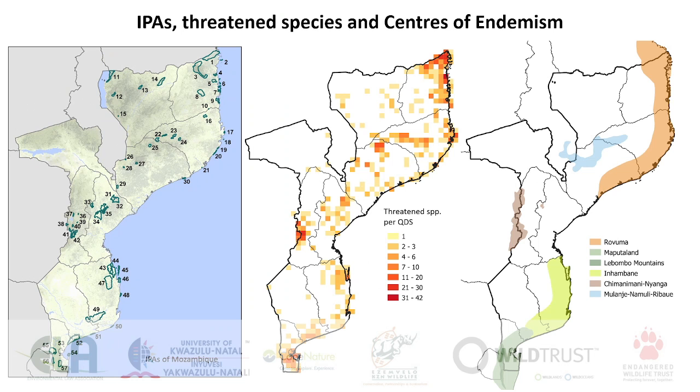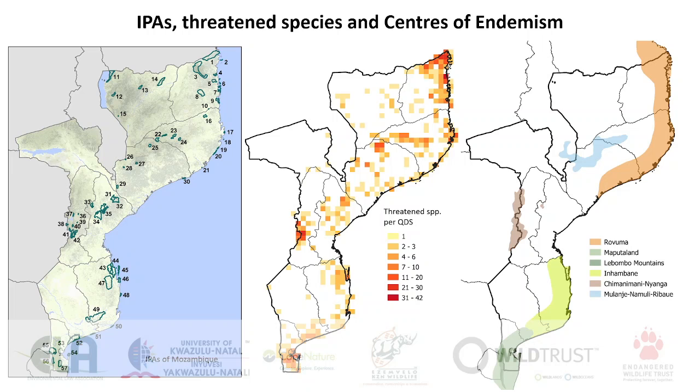By comparing the IPA network in the map on the left to the distribution of globally threatened plant species in the centre and the location of proposed centres of plant endemism in Mozambique on the right, you can see that there are strong correlations evident. Both IPA sites and the threatened species they support are largely concentrated within these centres of endemism.